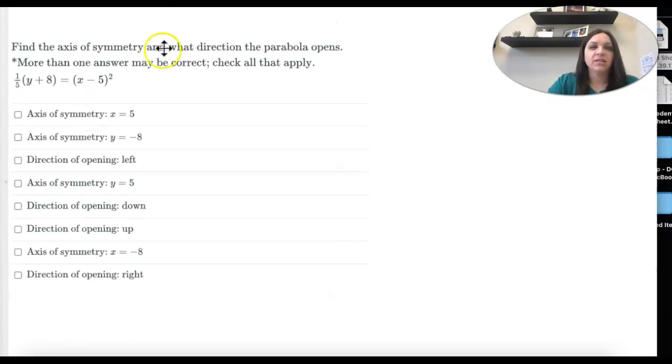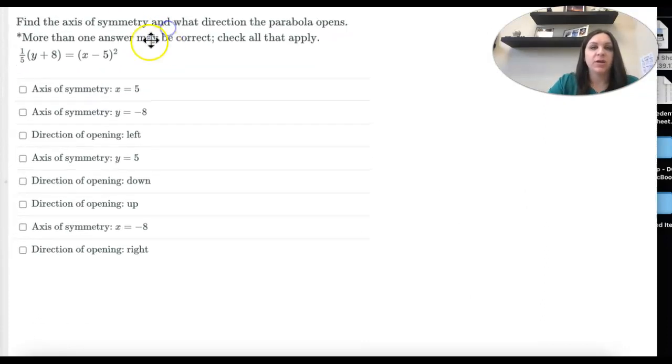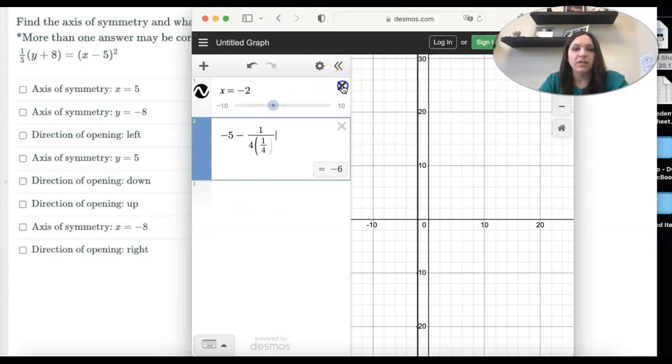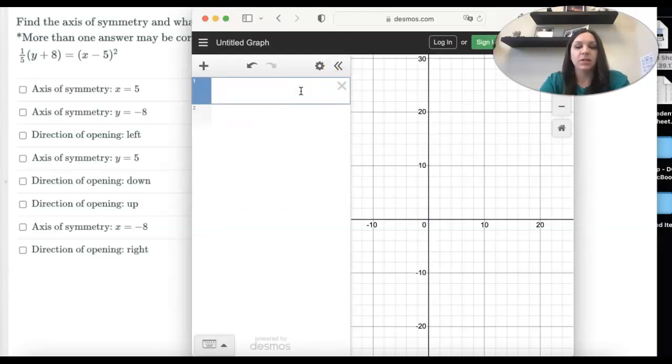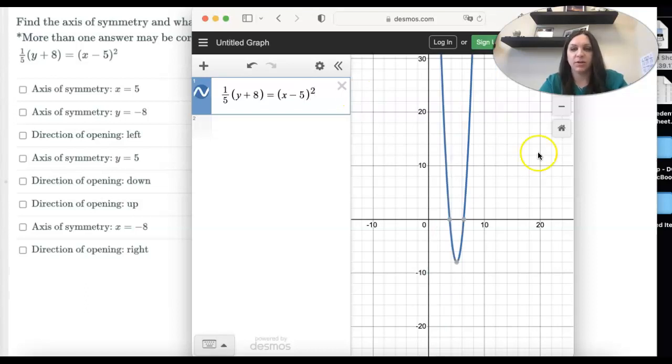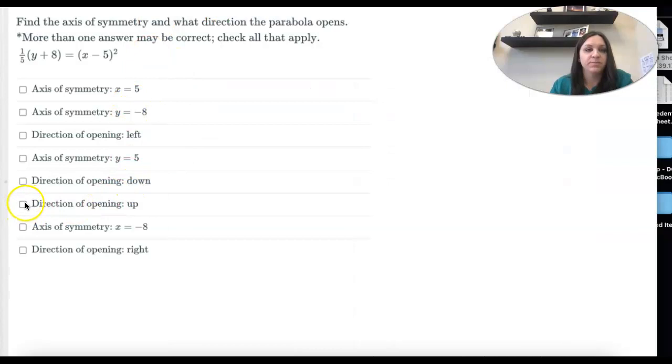Okay, find the axis of symmetry and what direction the parabola opens. More than one answer may be correct. Check all that apply. So I'm going to graph this and see what we're even looking at. So 1/5 y plus 8 equals x minus 5 squared. We have a parabola, it's opening up. So that would be one answer. And so the rest of the direction ones I'm going to ignore.